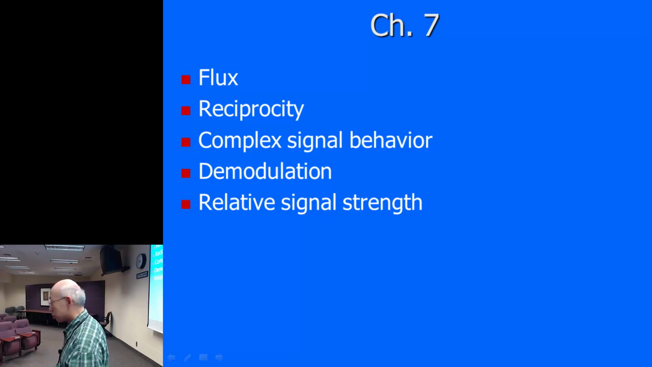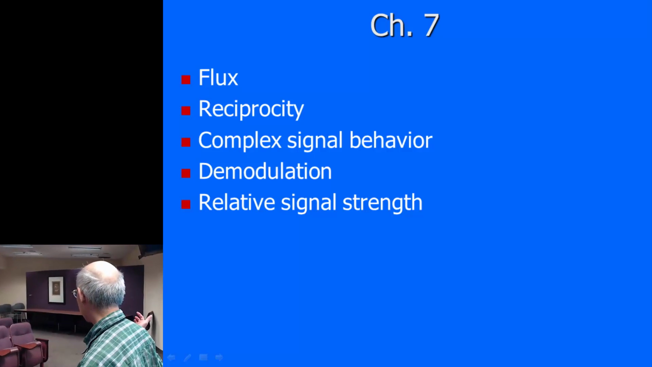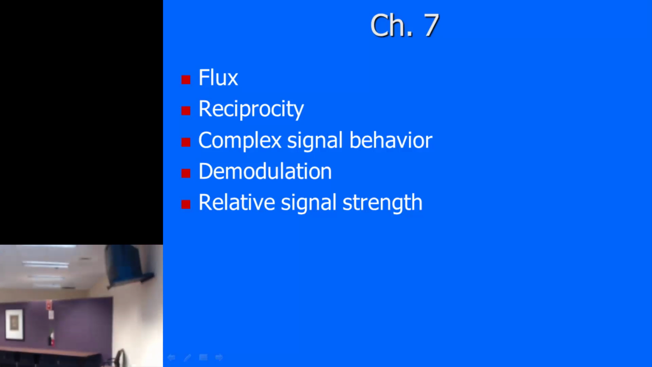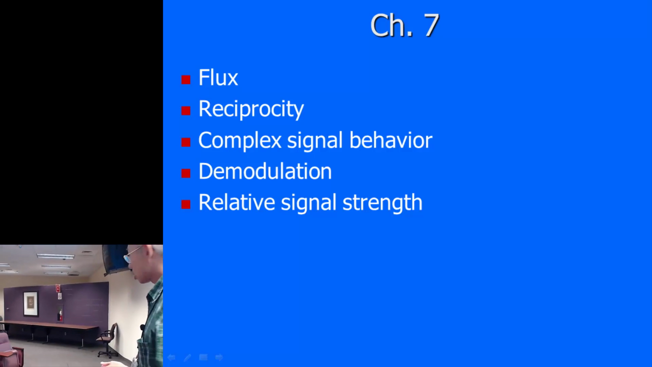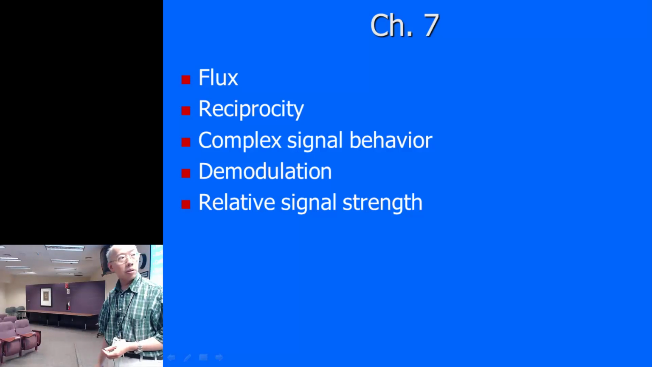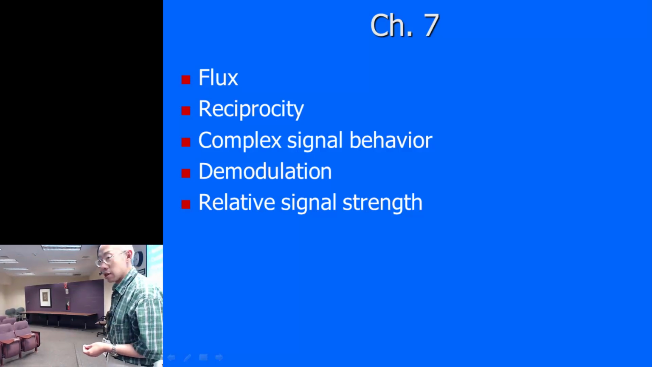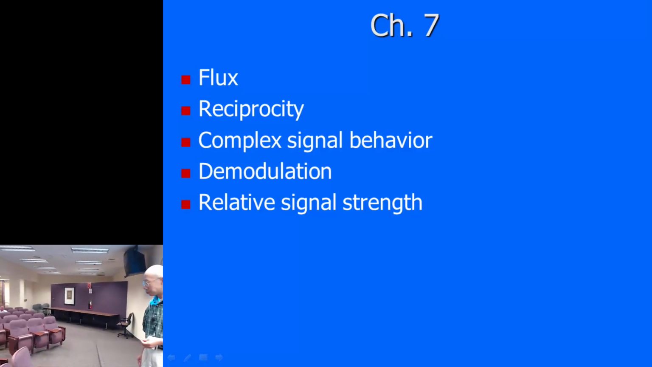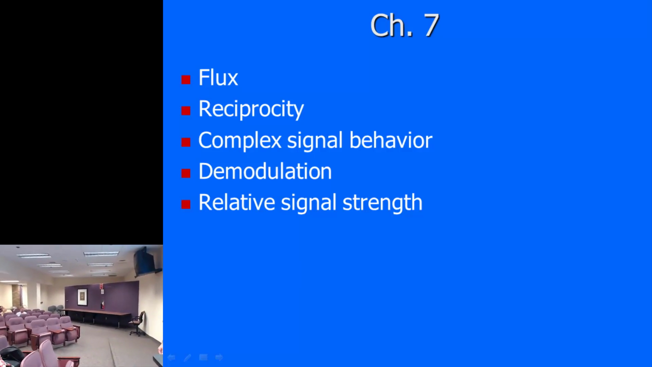So in chapter 7, on the first slide, I'll just show you what terminology you are going to encounter in this chapter. You will encounter the flux and the reciprocity, the comeback signal of MRI, and you have a flavor about that, and then demodulation, and then the relative signal strength. At the end there's also something about the RF coil, but we'll worry about that later.